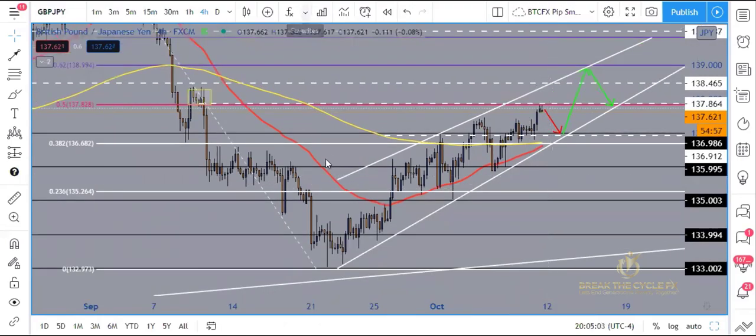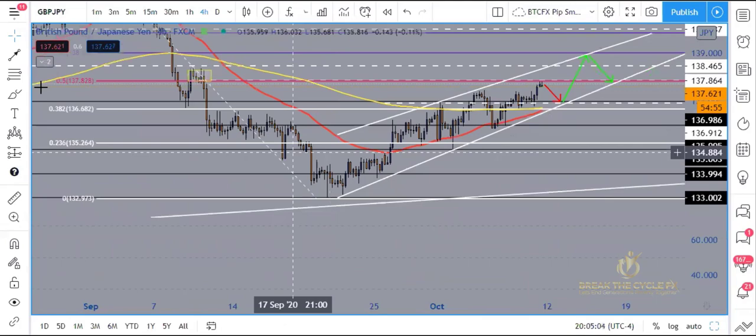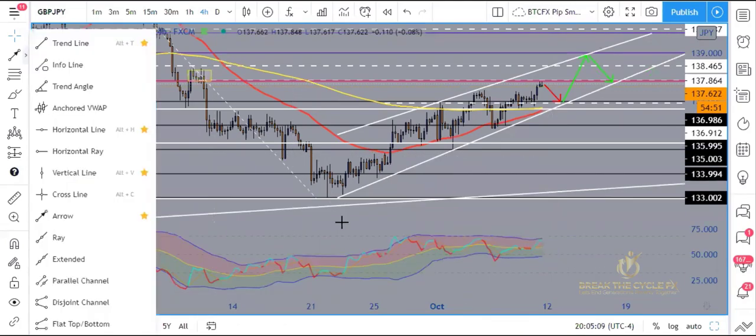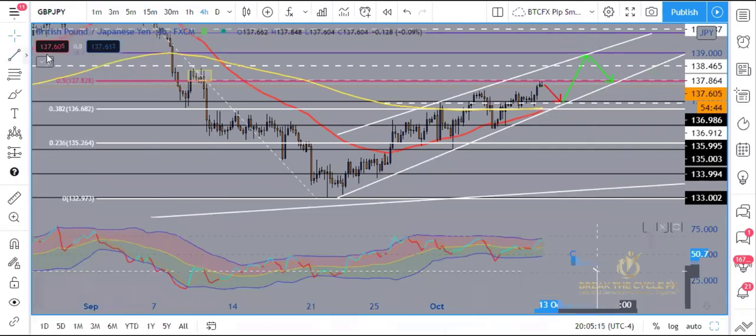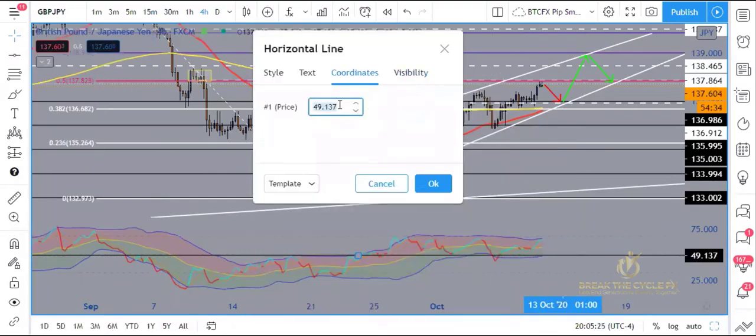Let's check out the TDI. What's the TDI talking about? All right, I'm going to highlight my 50 static here. I love doing this, like immediately as soon as I put my TDI on here, so then we could look at it at a glance and tell what price might do. Okay, so that's right about the 50. Let's make it right. Cool.